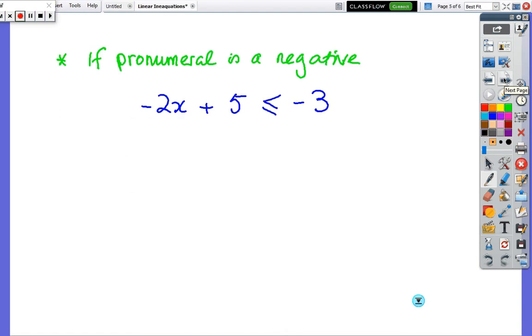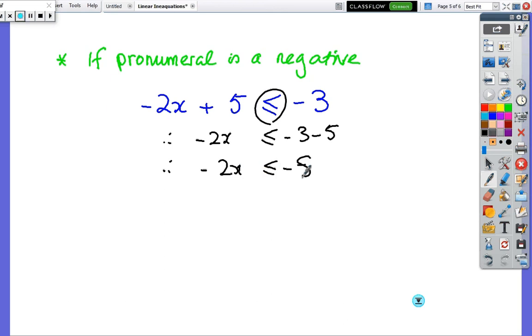Okay, so the next one we're doing is if pronumerals are negative. Again, for the sake of ease, you can pretend that the equal sign is there. So -2x is less than or equal to -3 minus 5, and -2x is less than or equal to -8. So x is negative. In equations, we could just divide by 2. I'm just going to show you what happens, and there's a dilemma. So x is less than or equal to -8 over -2. So you think the answer is less than 4, okay?